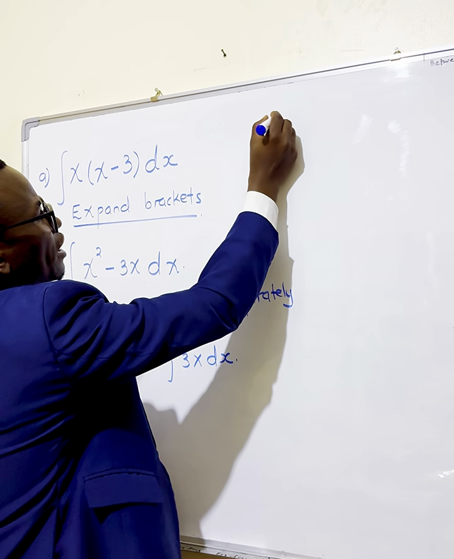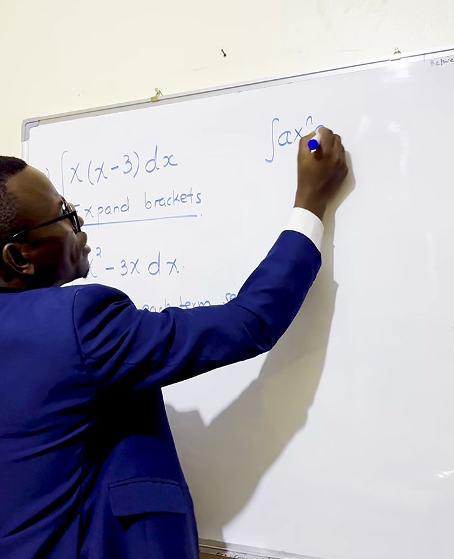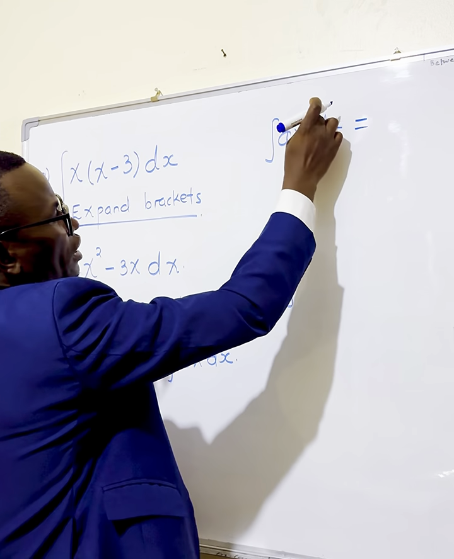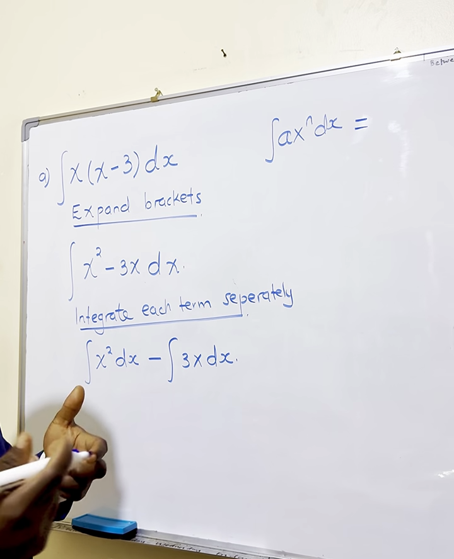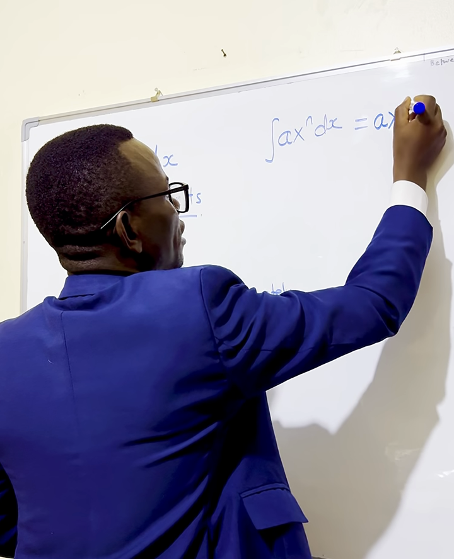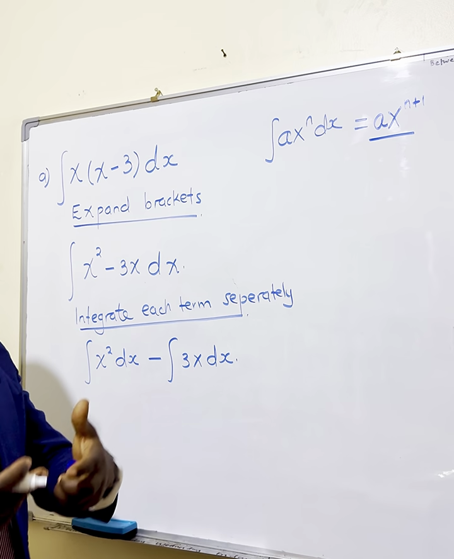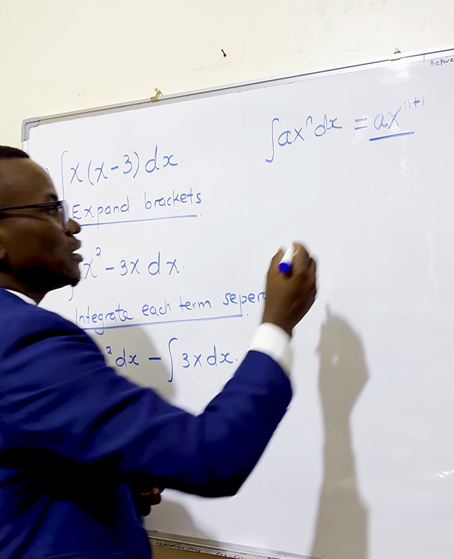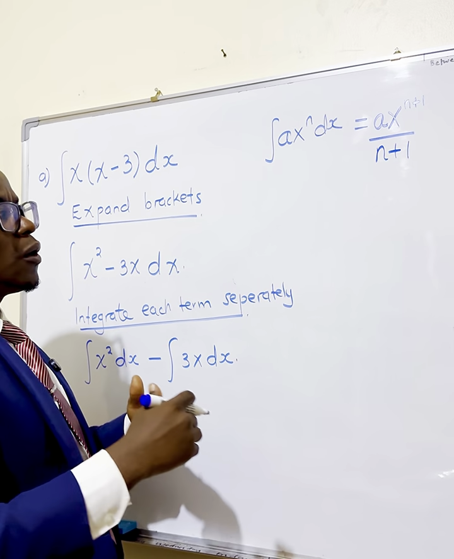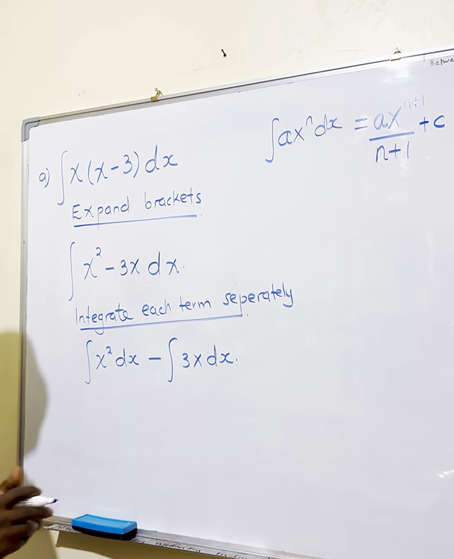Remember, we said that if we have integral of x raised to power n multiplied with dx, the result is we increase the power on x by 1. So we shall have x to the n plus 1. Then afterwards, we are going to divide with the new power. So that is n plus 1. Then after doing all that, we are going to add a constant of integration.